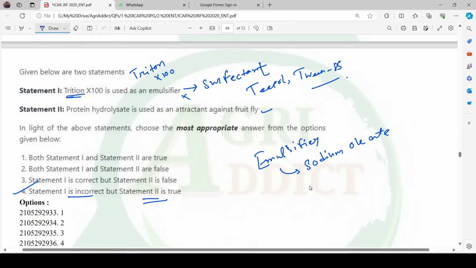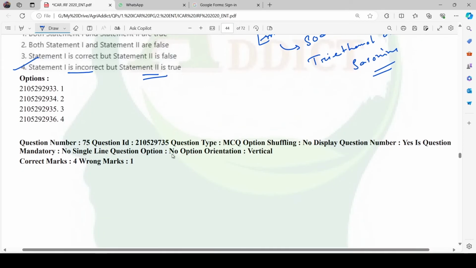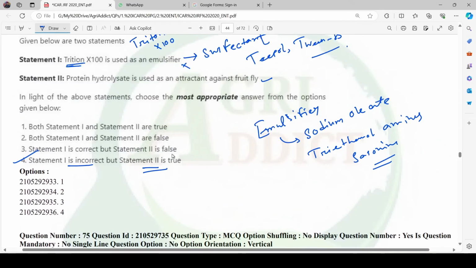then triethanolamines, saponins. These are the emulsifiers. So the answer key is wrong here. You should be aware, don't blindly follow the answer keys. To get the correct answer, just follow these videos. Here I rectified the answers that are given wrong in the answer key. So here statement 1 is incorrect and statement 2 is true.